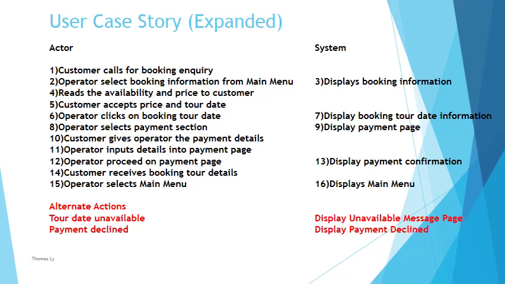The stores would be things such as the booking information. The behavior would be things such as display. The alternate actions would be things that could happen if another step didn't happen. For example, if the payment got declined, then a message would be displayed from the system saying that the payment was declined.